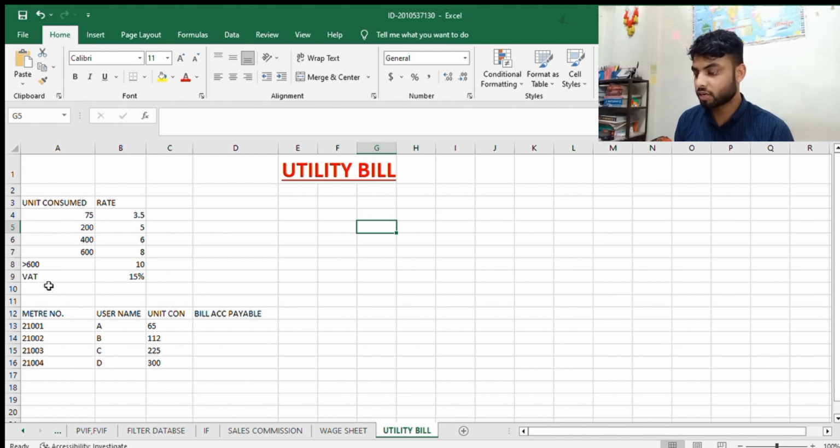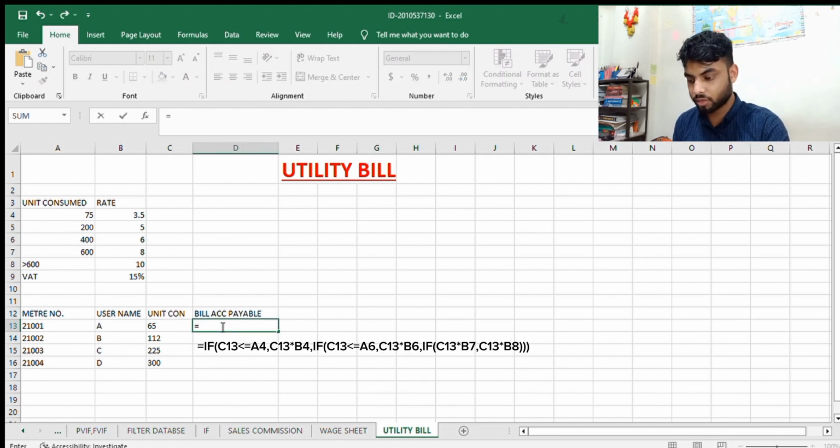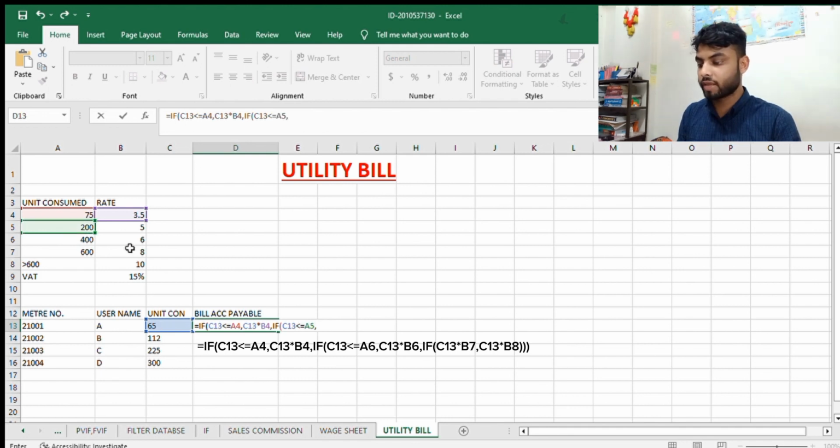So here I take 4 meters and 4 individual users and their units consumed. So now I can calculate the bill of account payable. If logical test, if consume is less than or equal to 75, then the bill is 65 into 3.5. Then again, if 65 is less than or equal to 200, the bill is 65 into 5.